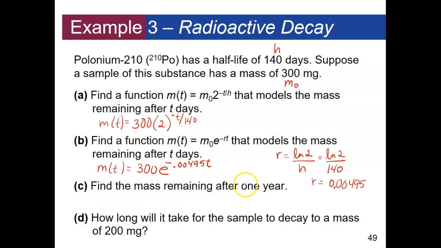Okay, find the mass remaining after 1 year. It really doesn't matter if you substitute into the first one or into the second one. Just because I think most people prefer the second one, I'm going to go ahead and substitute into this. Since T is represented in terms of days, instead of plugging in 1, I'm going to need to do 365 days instead. So I'm going to do 365. So 300 e to the negative 0.00.